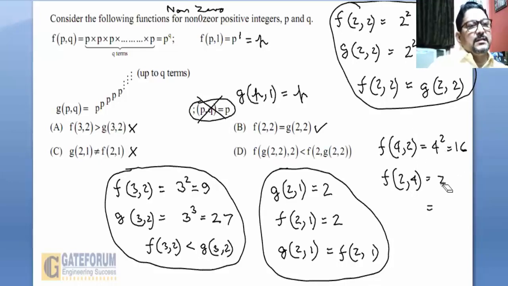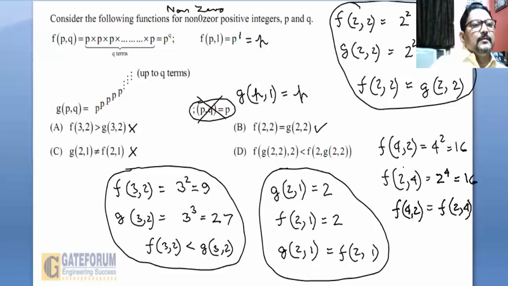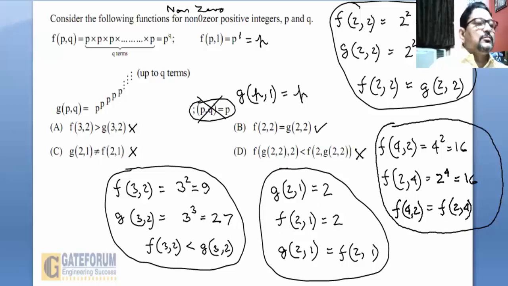no, I made a mistake. No, this is F, not G. So 2, 4 means 2 multiplied 4 times. So 2 × 2 × 2, that means 2 to the power 4. That is also equal to 16. 2 × 2 = 4, 4 × 2 = 8, 8 × 2 = 16. So these are equal. Actually, F of 4, 2 is equal to F of 2, 4. Okay, so these are also equal. But it has been given that one is greater than the other. So this is also wrong.